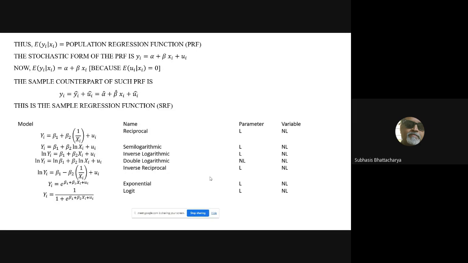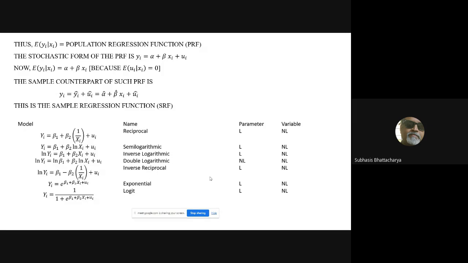It may be the form yi is equal to beta 1 plus beta 2 times 1 by xi. It is called the reciprocal form. If it is log of xi, then we call it semi-logarithmic form. If log of yi is a function of xi, then it is called inverse logarithmic form. If it is log yi is equal to log of xi, then it is called double logarithmic form. And log yi is equal to minus beta 1 plus beta 2 into 1 by xi, then it is called inverse reciprocal.